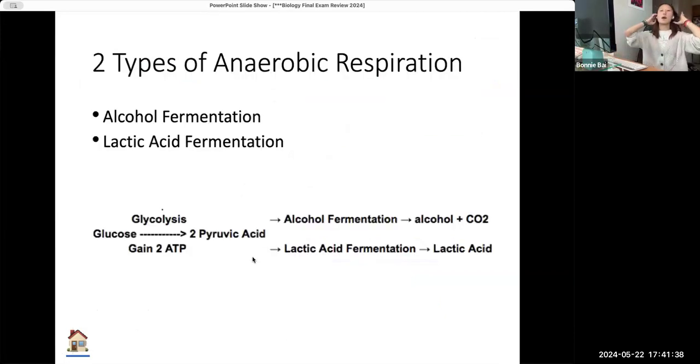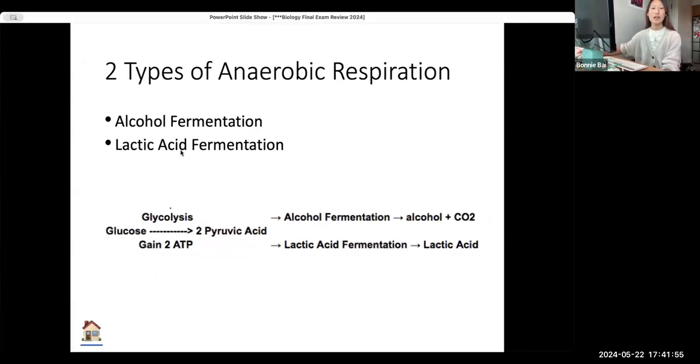So the next thing we're going to talk about is called anaerobic respiration. So when we say cell respiration, we are often referring to aerobic respiration, but anaerobic respiration is also something that takes place both in our bodies and also other types of organisms. So there are two types of anaerobic respiration. One is called alcohol fermentation, and the other one is called lactic acid fermentation.